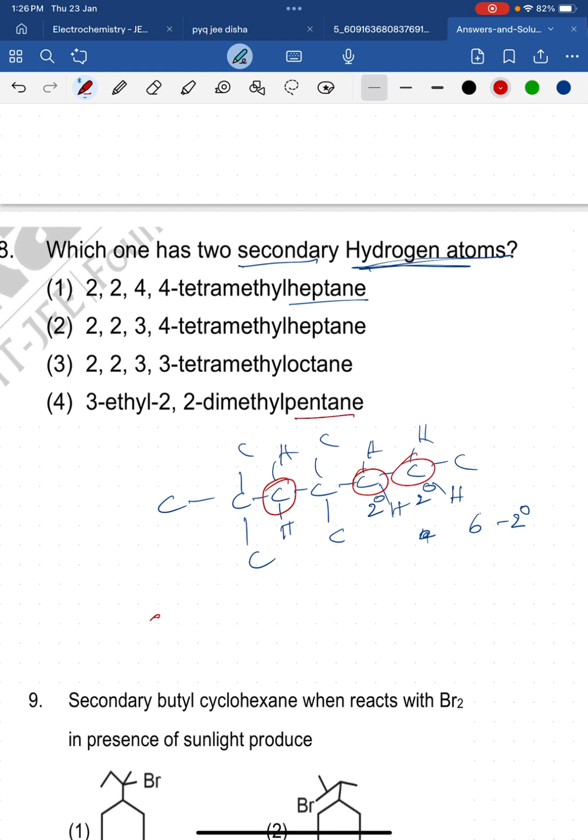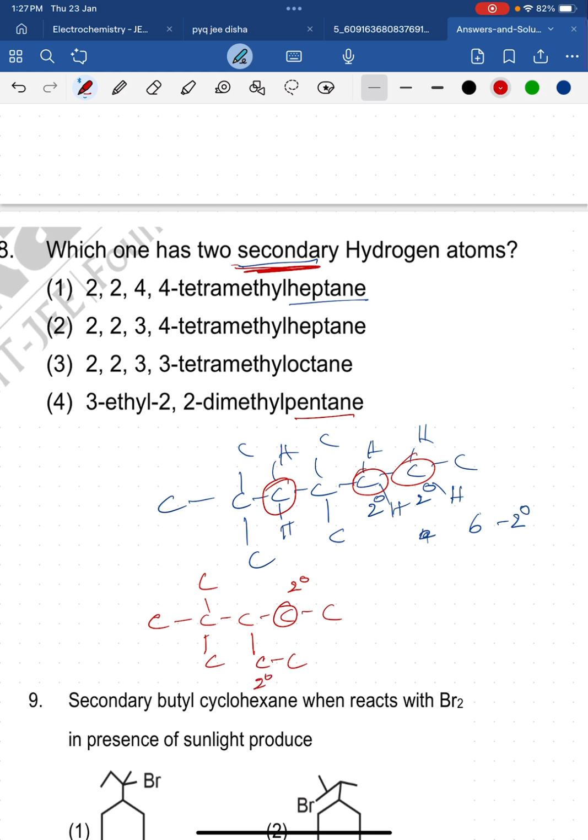So pentane, so 5 carbons we can choose first. Then the second carbon, on any side you can choose, secondary, and this is ethyl. Now we can check it. How many secondary carbons here? They are asking for 2 secondary hydrogen atoms. Which one has 2 secondary hydrogen atoms? So 3-ethyl, 2,2-dimethyl pentane. In this pentane, it is the secondary carbon. I have 2 hydrogens here. And what about here? It is also a secondary carbon.